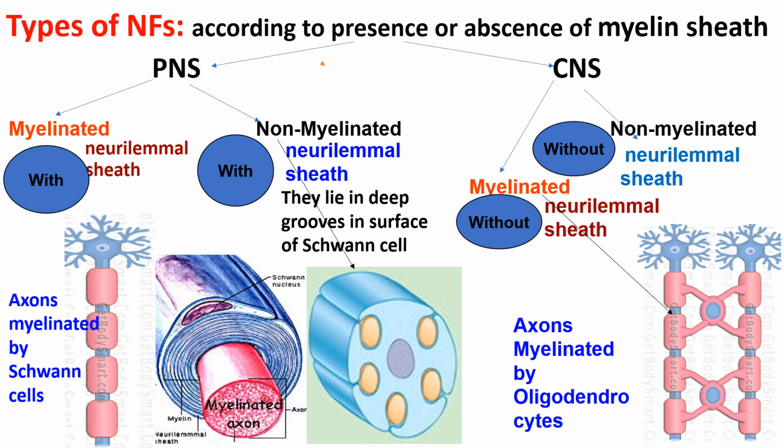So we have a classification for nerve fibers according to presence or absence of myelin sheath. In the peripheral nervous system, myelinated and non-myelinated fibers are surrounded by neurilemmal sheath, whereas in the central nervous system, myelinated or non-myelinated nerve fibers are without neurilemmal sheath.